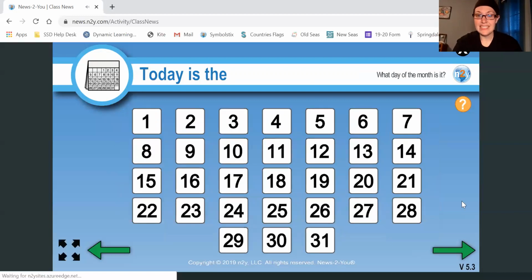Okay. Today is the 30th. All right. We're getting towards the end of the month. So there's a hint on where we'll find 30th. It's actually the last day of April, but there's only 30 days in April, not 31. So yesterday was the 29th. So the next day today is the 30th. Great job.